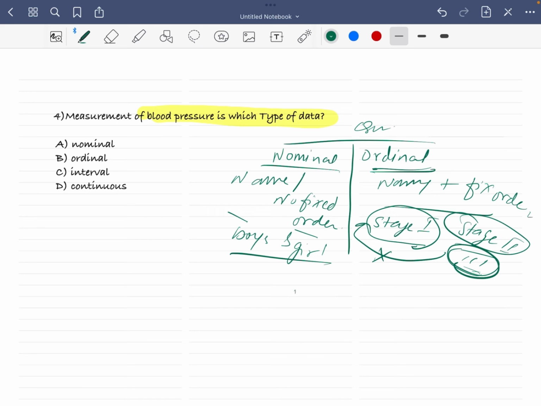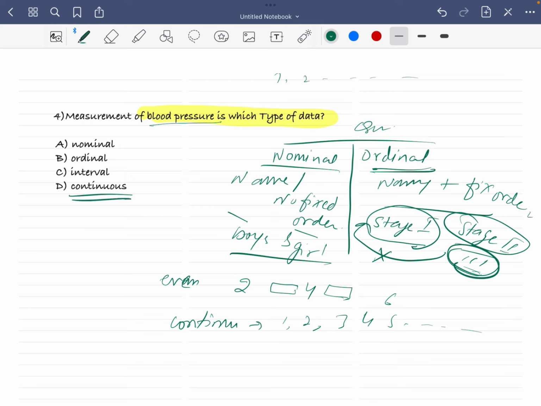When there is a small interval, they will jump, right? For example, even numbers 2, 4, 6, they're jumping. So continuous data is where data is coded 1, 2, 3, 4, 5, fixed data. When you measure the blood pressure, it's always measured 1, 2, 3 to fix, right? It's continuous data.